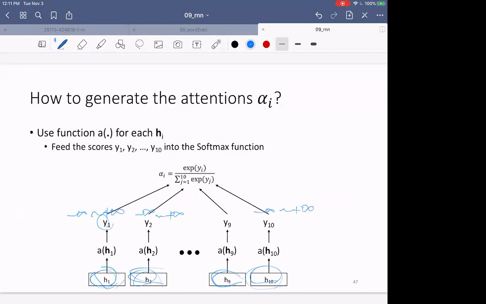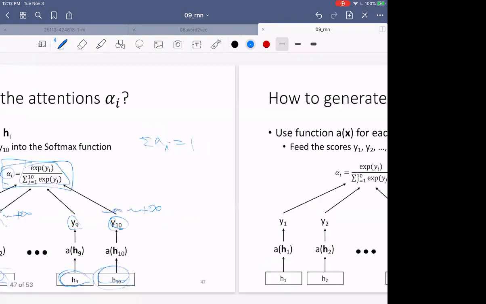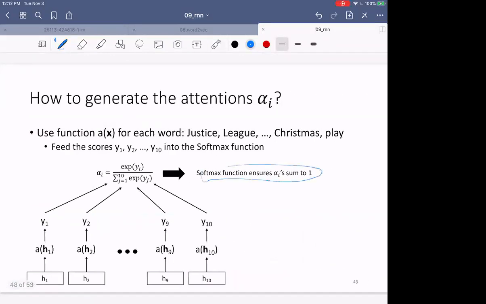So that becomes your Y1; your Yi's become the intensity or the strength of each time step. And you derive alphas by putting these Y's into a softmax function like this, because you want your alphas to sum to 1. So you need to normalize them using a softmax function. You take Y1, Y2, all the way to Y10, put them through a softmax function, and you get alpha i. So that's it. That's pretty simple. The softmax function ensures that all alphas sum to 1.